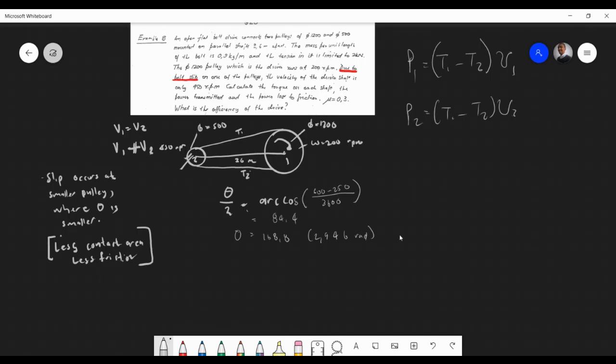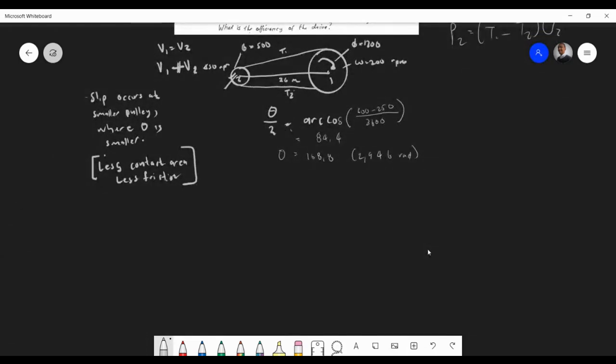So to find out tensions, obviously, we've got to use our T1 minus Tc over T2 minus Tc, and this will be equal to, for a flat belt drive, e^(mu theta).